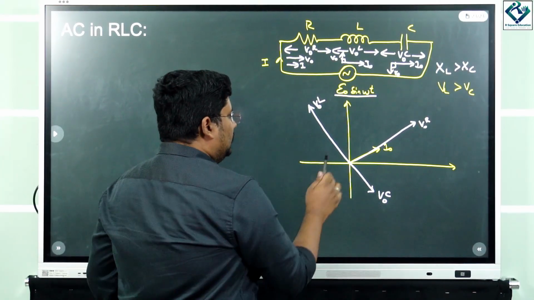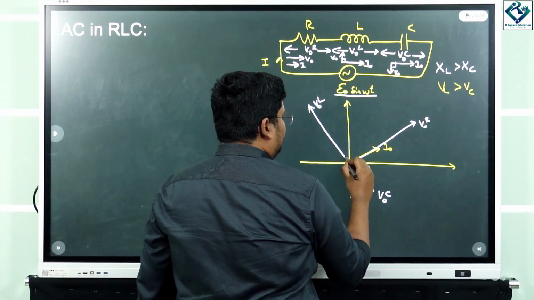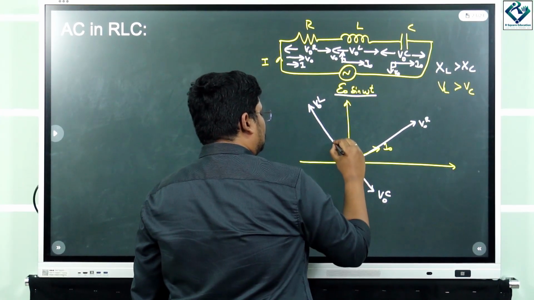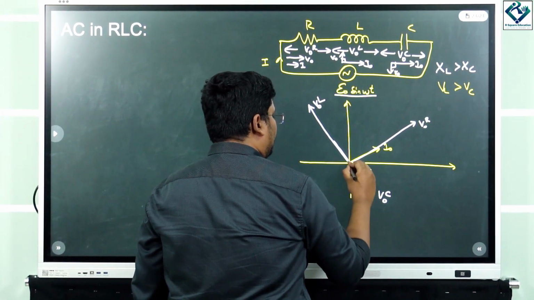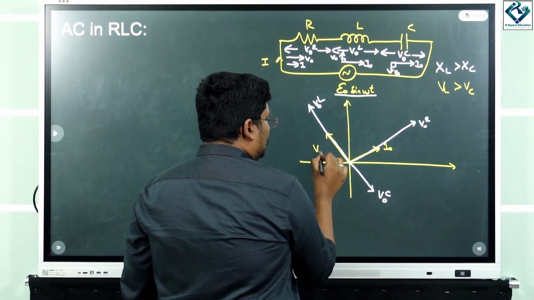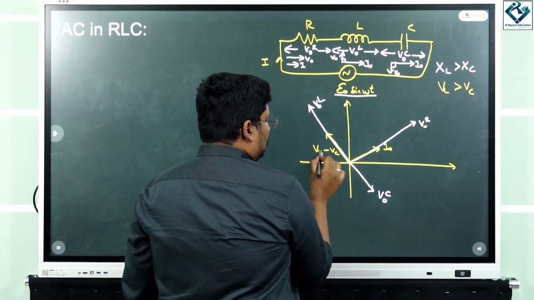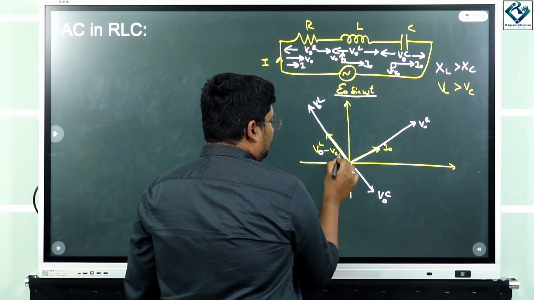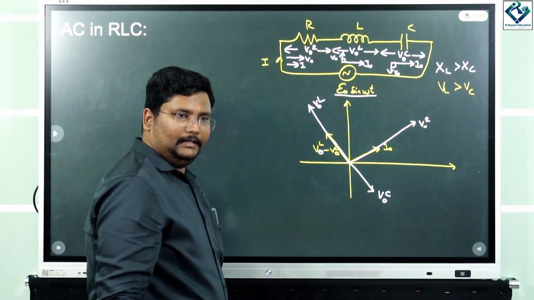Okay, so now when we look at this, this is going to be VL minus VC, or otherwise V naught L minus V naught C, correct?